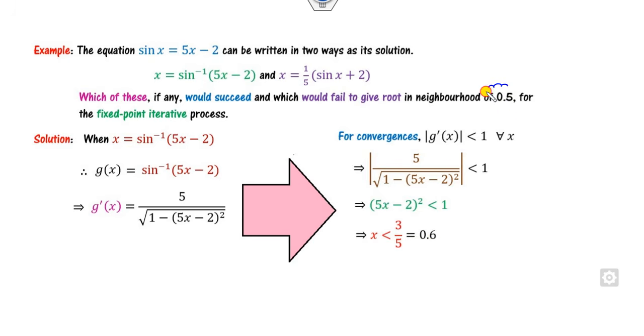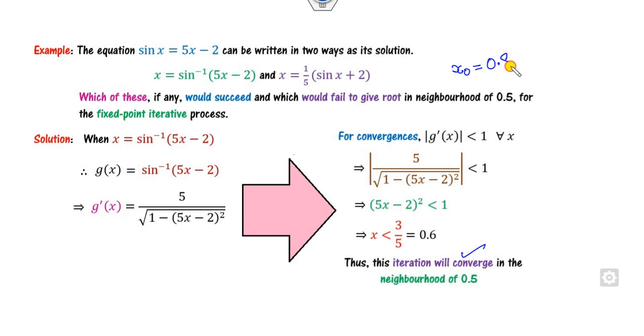Since we are looking at the initial point 0.5, it satisfies this property because 0.5 is less than 0.6. So you can see the fixed point method will converge in the neighborhood of 0.5. But remember, if you take x naught as 0.8, then it is not satisfied. So we can say this will converge only in the neighborhood of less than 0.6. If I take x naught as 0.58, then it will not be converged. x naught 1.2, it will not be converged.